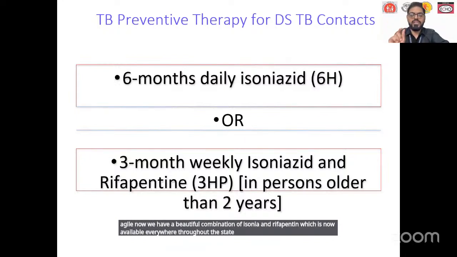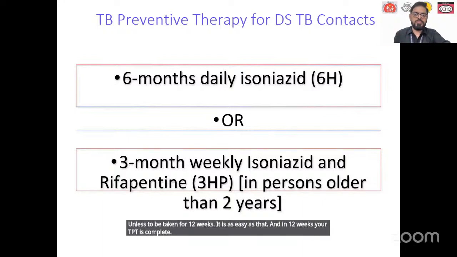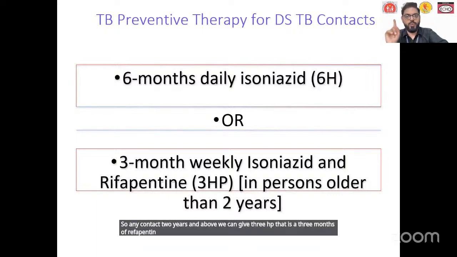Now this combination tablet can be taken only once a week, and it is to be taken for 12 weeks. It is as easy as that, and in 12 weeks your TPT is complete. So any contact 2 years and above, we can give 3HP. That is 3 months of rifampicin and isoniazid once a week dose.